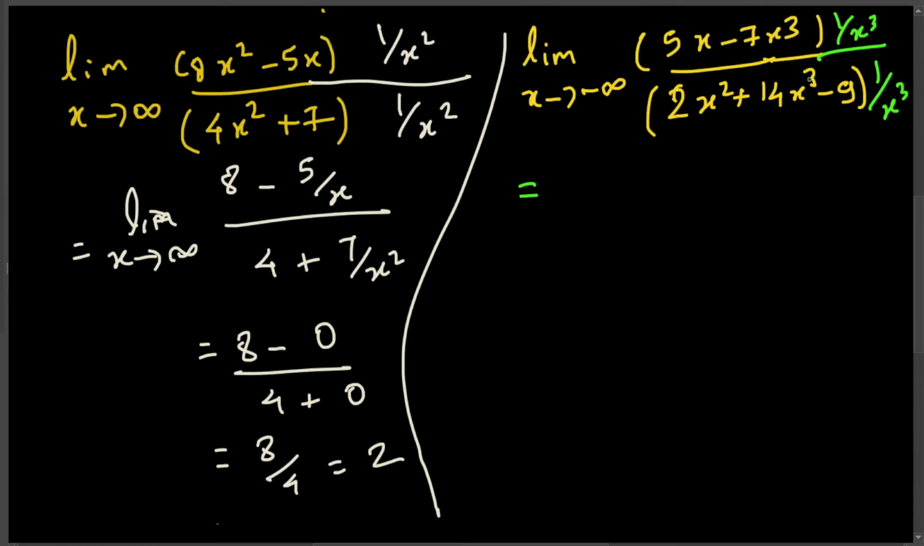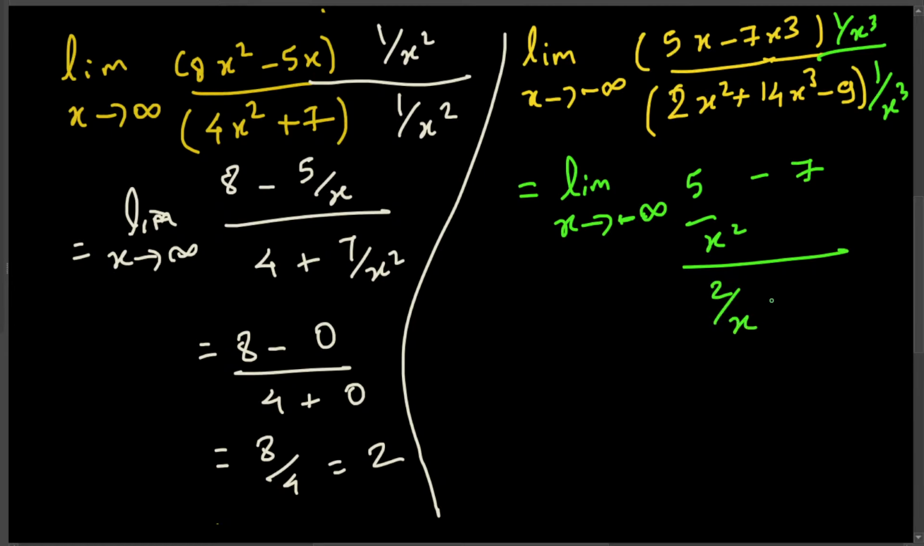If I simplify, this is going to be limit x approaches negative infinity, and 5x multiplied by 1 over x cube, that's going to become 5 over x squared, and then minus 7x cube multiplied by 1 over x cube, that's going to give us 7. In the denominator, 2x squared multiplied by 1 over x cube gives us 2 over x, and then 14x cube multiplied by 1 over x cube gives us 14, and then 9 multiplied by 1 over x cube is 9 over x cube.